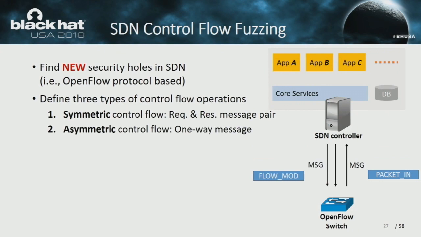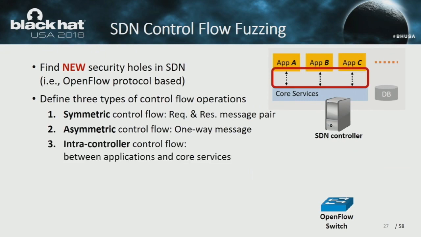And the second one is the asymmetric control flow, which is the unidirectional message, such as packet-in or flow mod that I mentioned several times. So in this case, the receiver does not have to send a response message. And lastly, we have the intra-controller control flows, which is actually OpenFlow-related API call chains between SDN applications and core services provided by the controller.